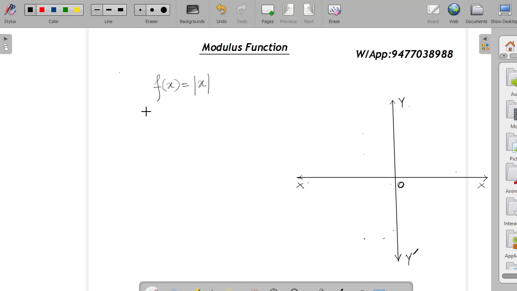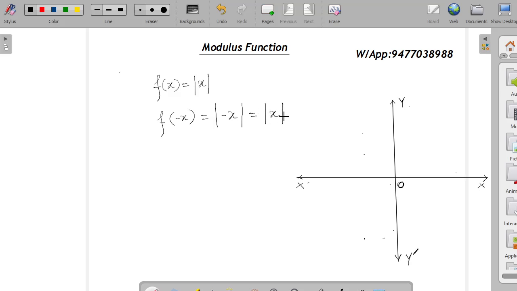Now before drawing the graph of this function, we must take a look at whether this given function is odd or even, and for that we need to place a check on this given function. First I shall replace x with minus x, a negative input. And what we are getting is that mod of minus x will be equivalent to mod of x.